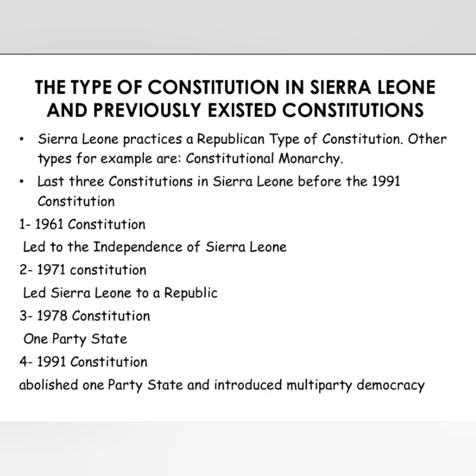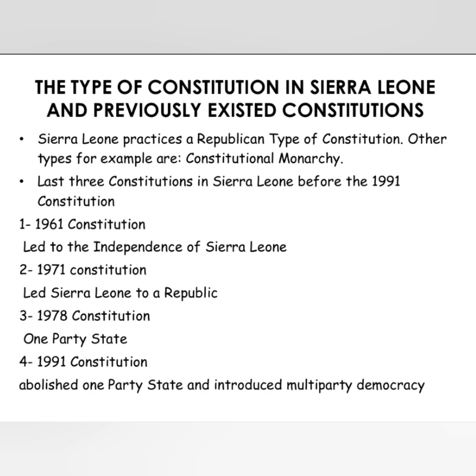Moving forward, the second constitution after the 1961 Constitution was the 1971 Constitution, which can also be referred to as the 1971 Republican Constitution. Now, the significance of this constitution is that it led Sierra Leone to become a republic, moving from the adopted Westminster parliamentary system in 1961 to a presidential system of government in 1971. And to the third constitution, we have the 1978 Constitution. The significance of this constitution is that it led Sierra Leone to a one-party state.